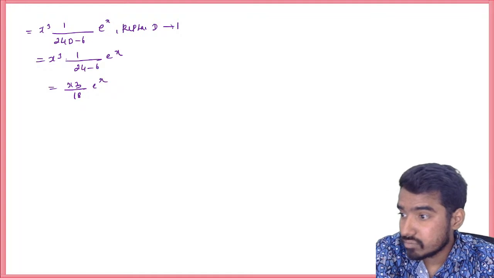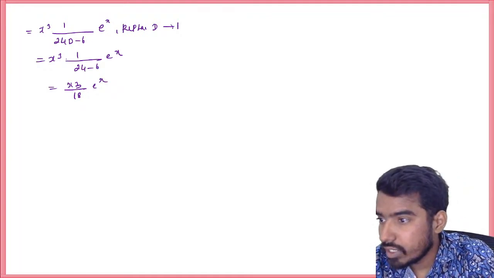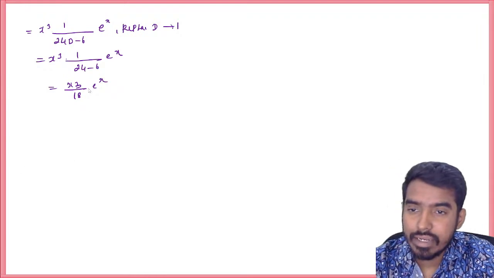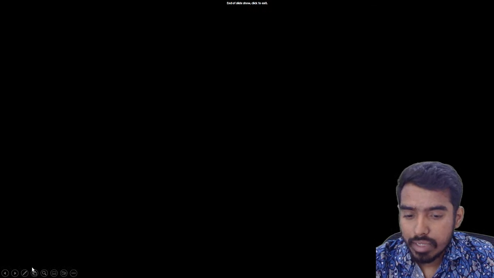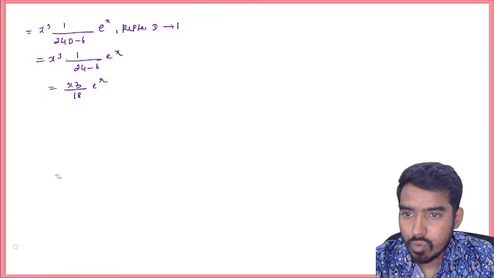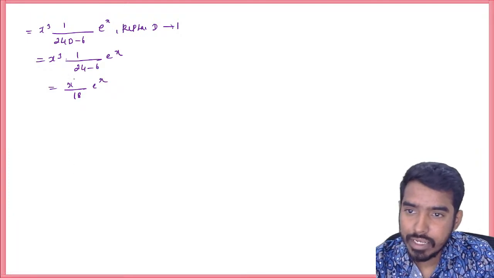Is it clear? X cube by 18 e power x is your required particular integral. So I think you can do any problem from type 1 now on, right? So the only thing is 1 divided by f of D into e power x.